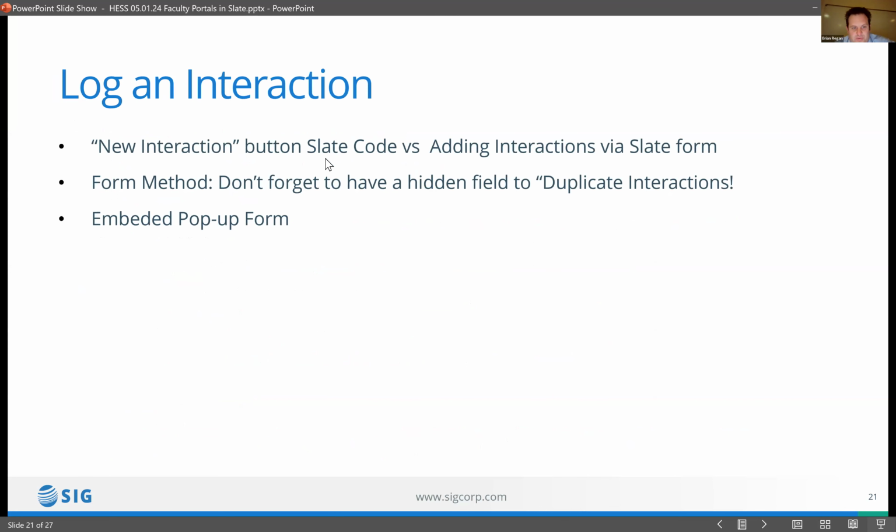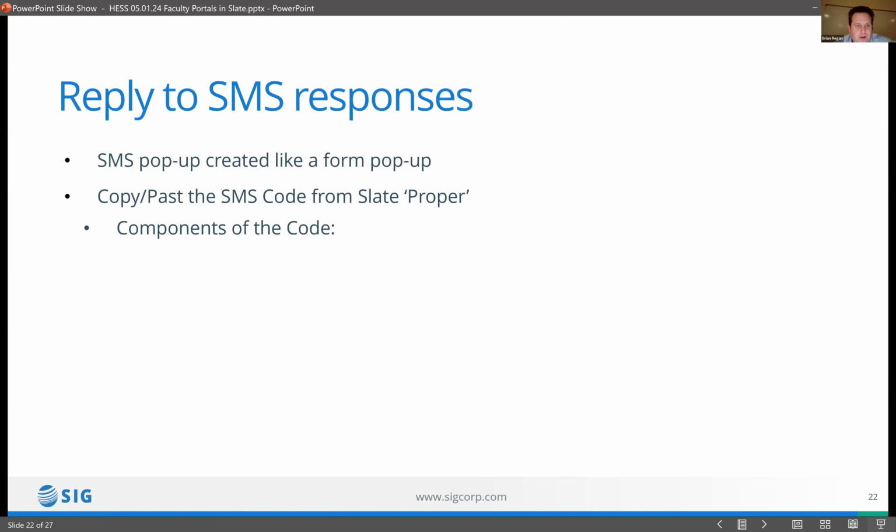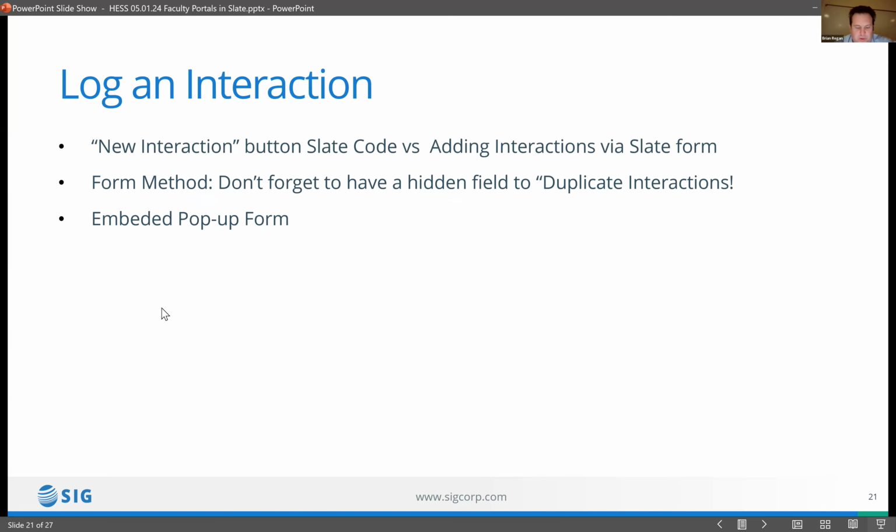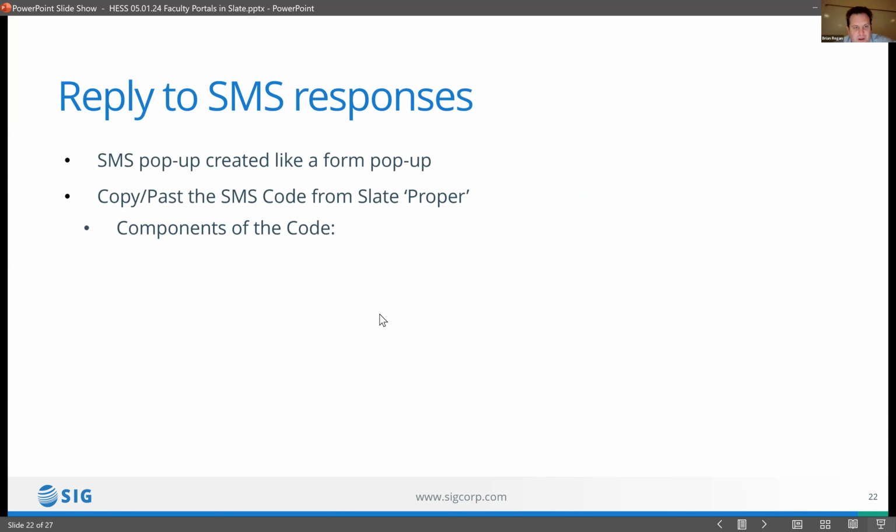We also take this from the Slate form, but there's a nuance of Slate in the last year or so where you have to have this hidden field of duplicate interactions to allow interactions to come in again. Otherwise, they'll start updating those interactions. So on our forms, and we'll take a look at this in a moment, you'll see that we have the ability to display those types of interactions and then log them.